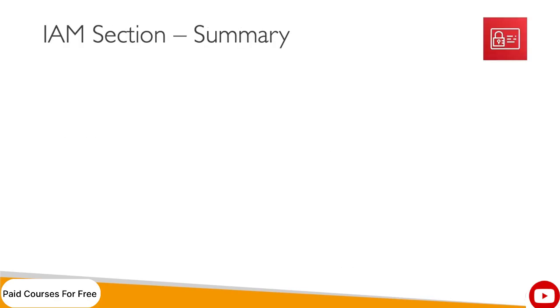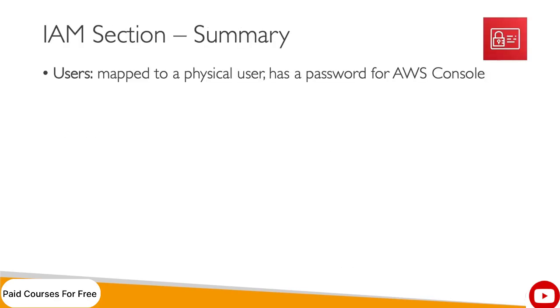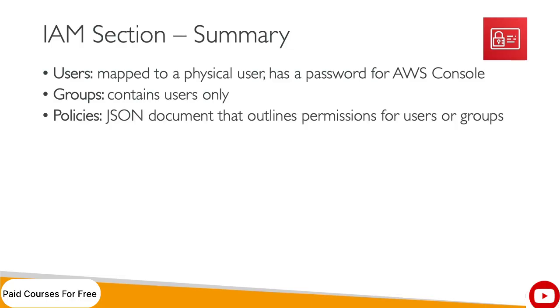So here is a summary for IAM. We've seen IAM users and they should be mapped to an actual physical user within your company, and this user will have a password for the AWS console. Now we can group these users into groups. We can attach policies, or JSON documents that outline the permissions, for users or groups. And we can also create roles, and these roles will be identities, but this time for maybe EC2 instances or other AWS services.